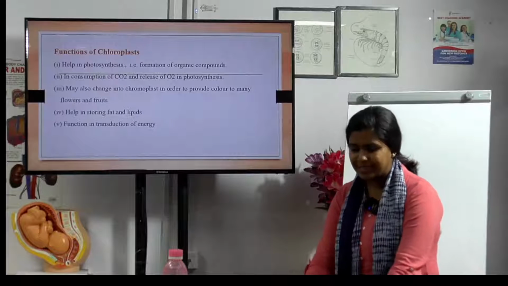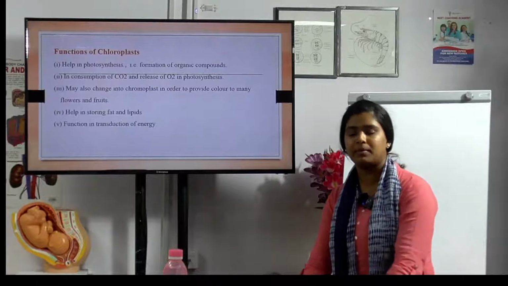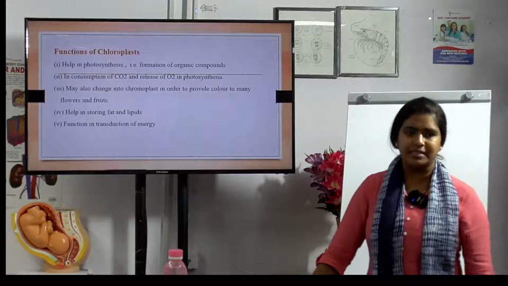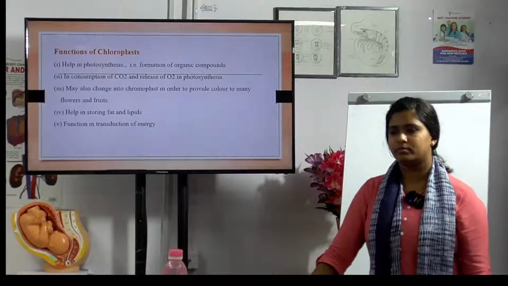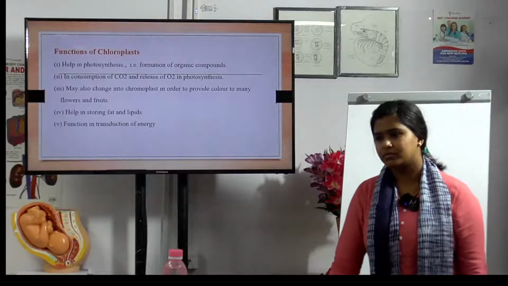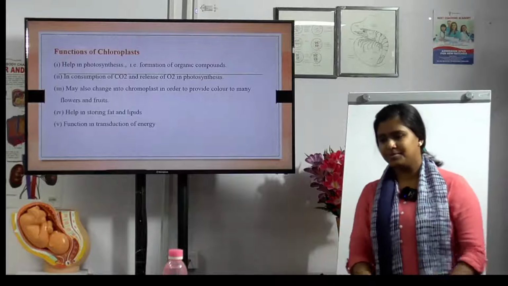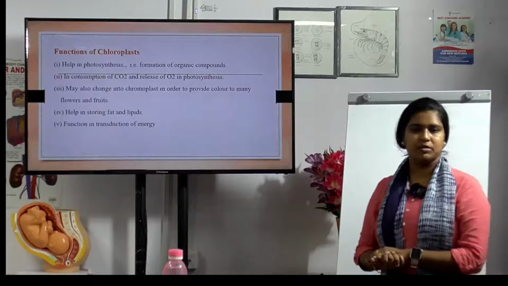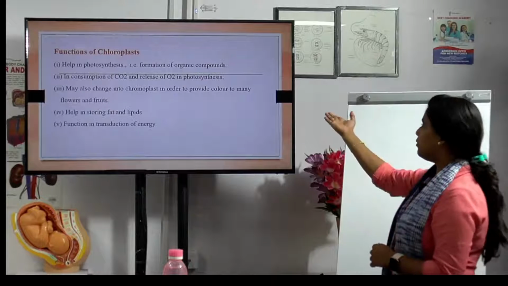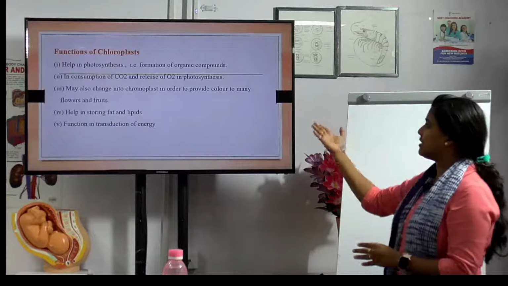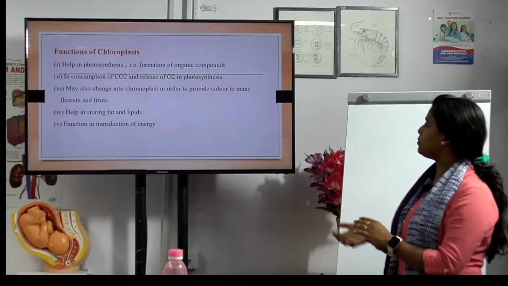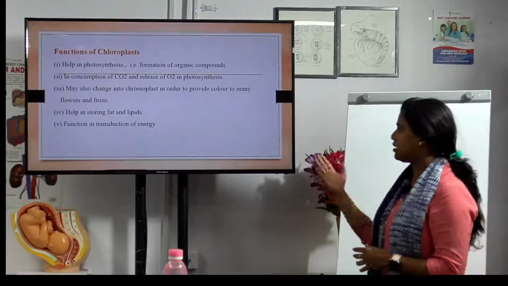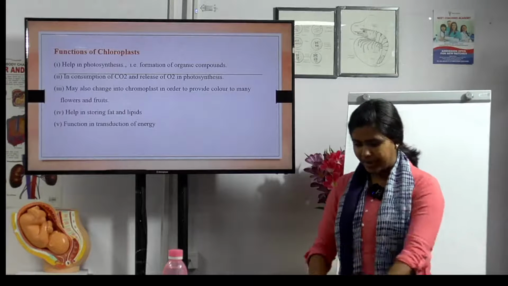Okay, now let us see some functions of chloroplast. Chloroplast or functions என்னவா இருக்கும்? Yes, that is help in photosynthesis. வேற என்ன இதெல்லாம் இருக்கும்? Release of oxygen in photosynthesis, that is consumption of carbon dioxide, whereas release of oxygen in the photosynthesis of plants. And also change into chromoplast in order to provide color to many flowers and fruit, and helps in storing fat and lipids, and also used in the transduction of energies.